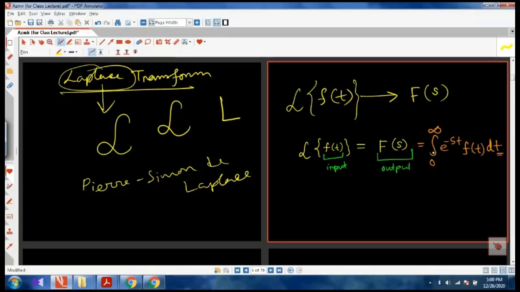And see how s is coming, output is this one, output is f of s. That means we are integrating in terms of t, so automatically t vanishes, and finally we have the s variable. So we will get a result, let's say 1 by s square plus 1 or 1 by s square plus 4. The result becomes a function with s variable. So Laplace transformation is an improper integral from 0 to infinity e to the power minus st f of t dt. So this is the definition of Laplace transformation.